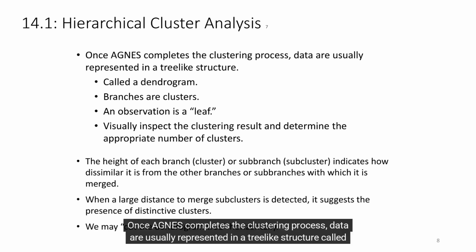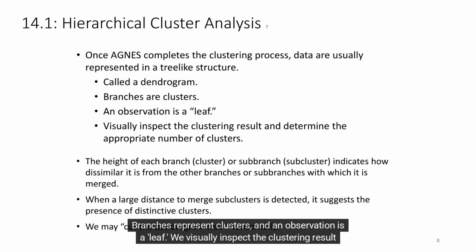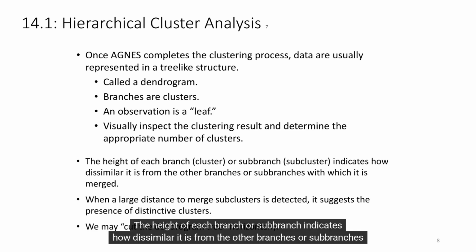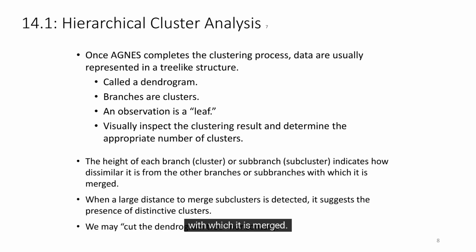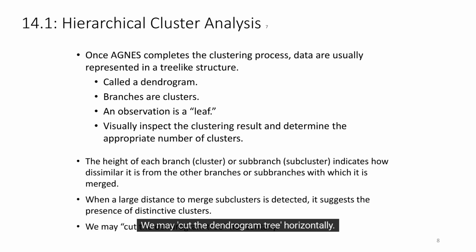Once AGNES completes the clustering process, data are usually represented in a tree-like structure called a dendrogram. Branches represent clusters, and an observation is a leaf. We visually inspect the clustering result and determine the appropriate number of clusters. The height of each branch or subbranch indicates how dissimilar it is from the other branches or subbranches with which it is merged. When a large distance to merge subclusters is detected, it suggests the presence of distinctive clusters. We may cut the dendrogram tree horizontally.